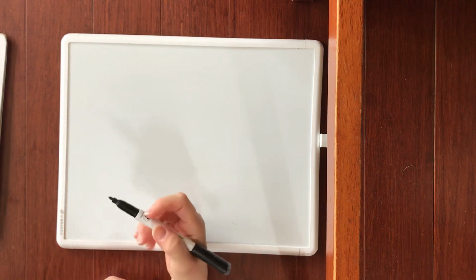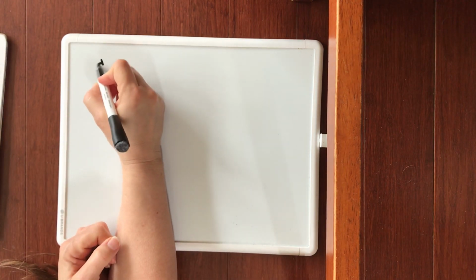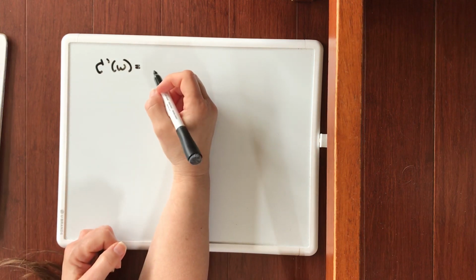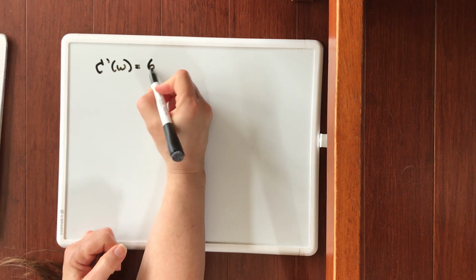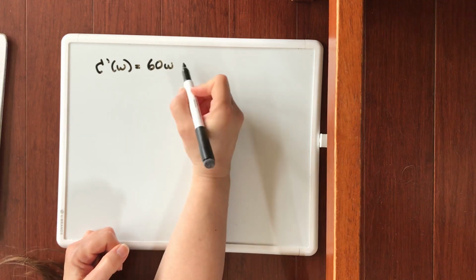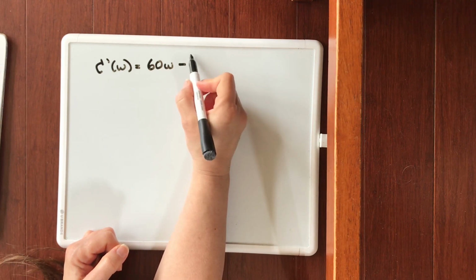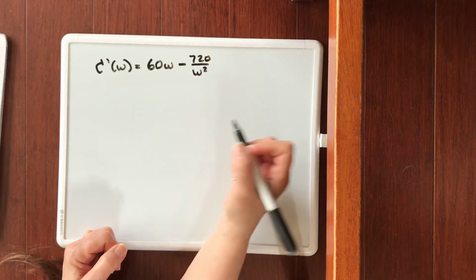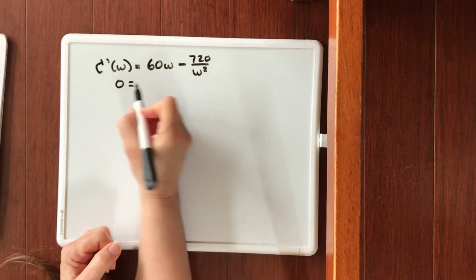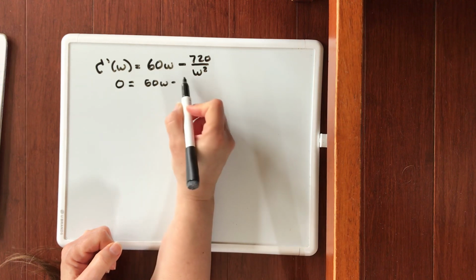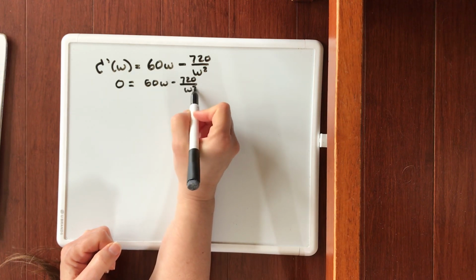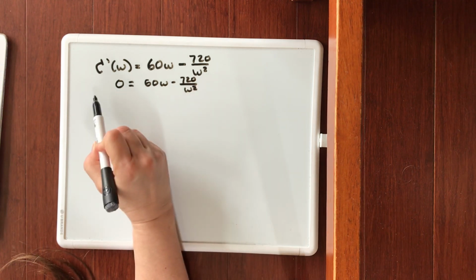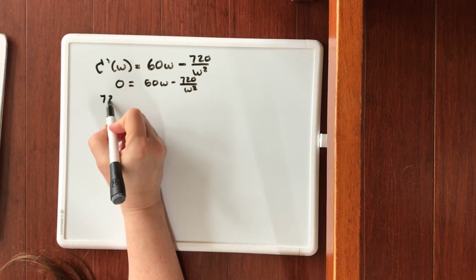Okay, so we want to find the critical numbers. So we're going to take the prime. All right. Our prime function is going to be 60W, and when you figure it out, it comes out to negative 720 over W squared. Okay, we're going to set that to 0. Now we're going to solve for W. This minus sign we're going to add to both sides, so I'm just going to bring this over here.